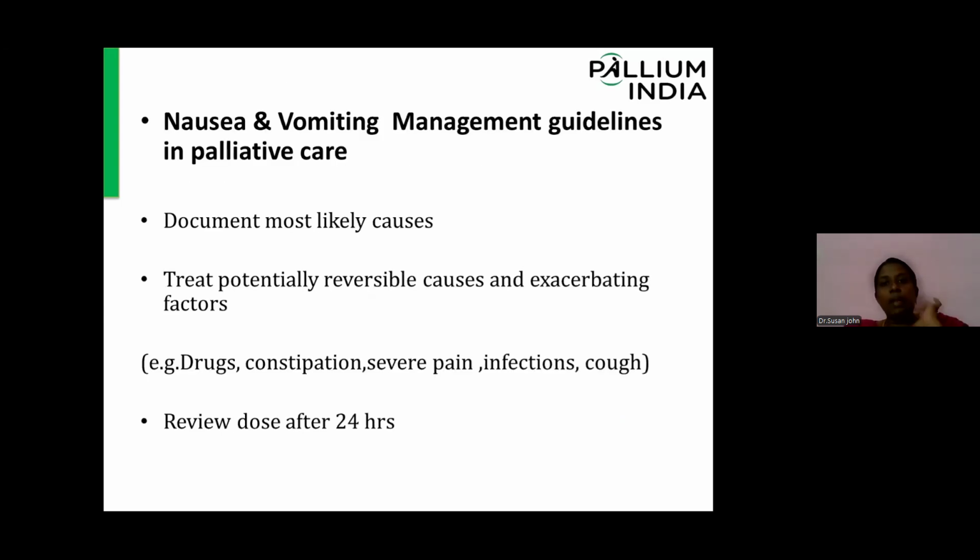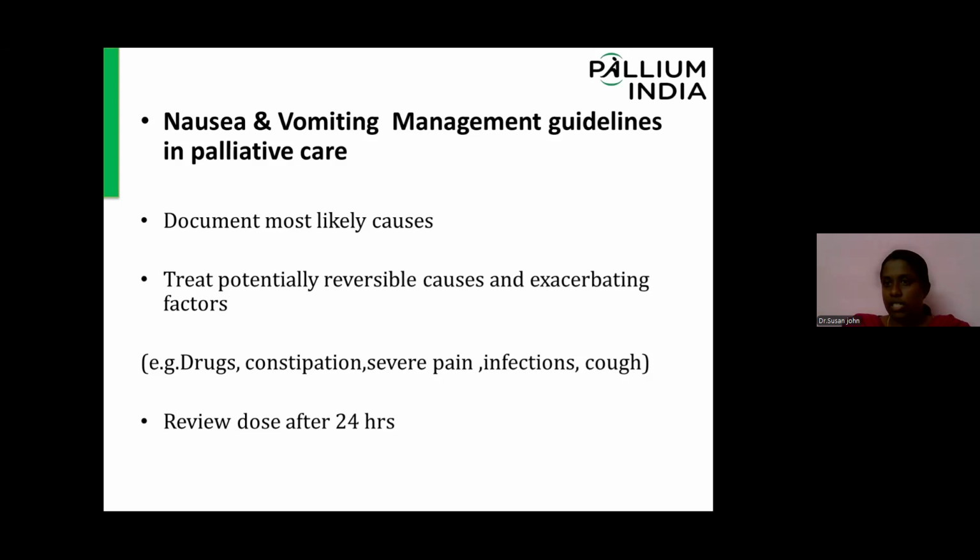Nausea and vomiting management guidelines in palliative care: document the most likely cause for each vomiting, and treat potentially reversible causes and exacerbating factors. You have to find out whether any reversible cause is there, and if so, reverse it. If some drug is causing the vomiting, you have to give an appropriate antiemetic or withdraw that drug. If constipation is resulting in nausea and vomiting, you have to treat the constipation. If the patient has nausea and vomiting because of severe pain, you have to treat the pain appropriately.